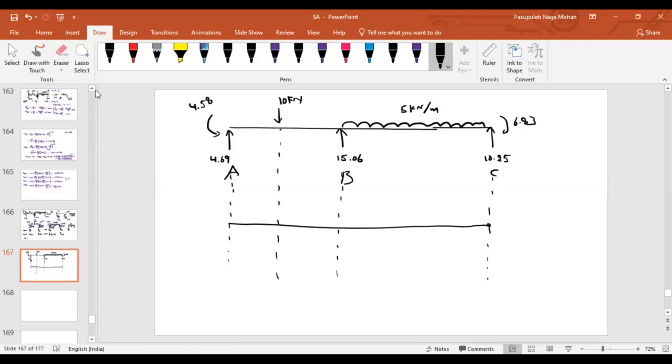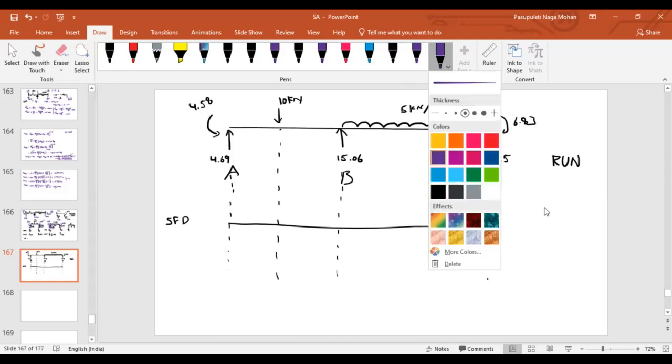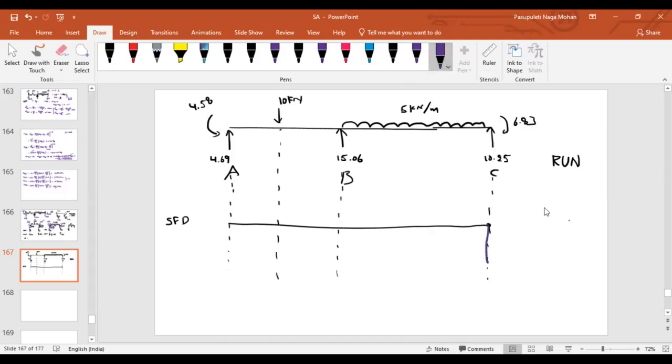Now, what is the sign convention that we follow for shear force diagram? Right side upward, negative. Now, look at C and look in the right side direction. How many forces can you see? Only one, that is 10.25. We are looking on the right side and the force is in upward direction. That means it is a negative shear force. So the negative shear force that I have represented downward, 10.25.